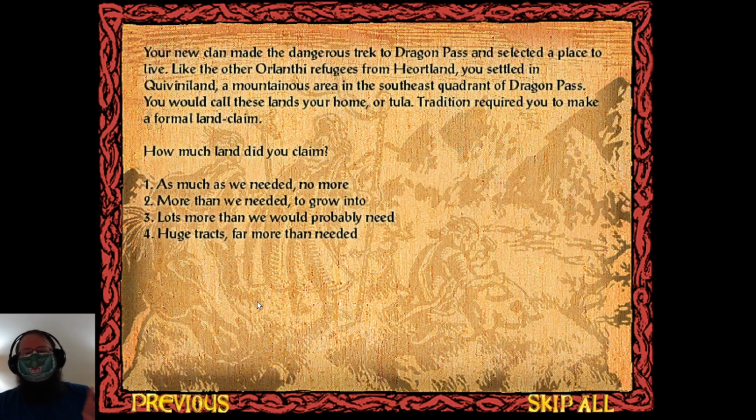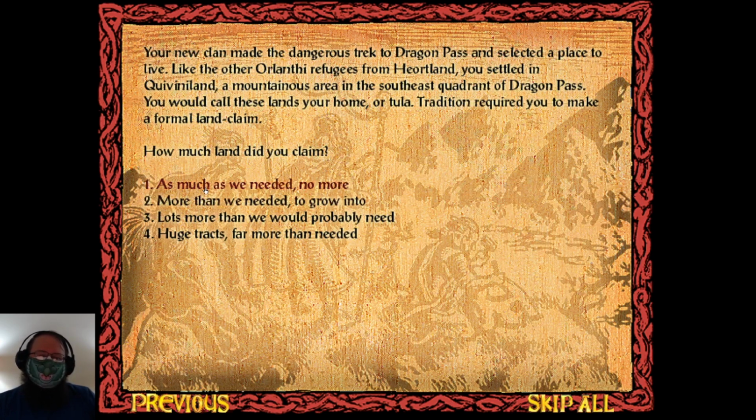Your new clan made the dangerous trek to Dragon Pass and selected a place to live, like the other Orlanthi refugees from Hjortland who settled in Kviniland, a mountainous area in the southeast quadrant of Dragon Pass. You would call these lands your home, or Tula. Tradition required you to make a formal land claim. How much land did you claim?